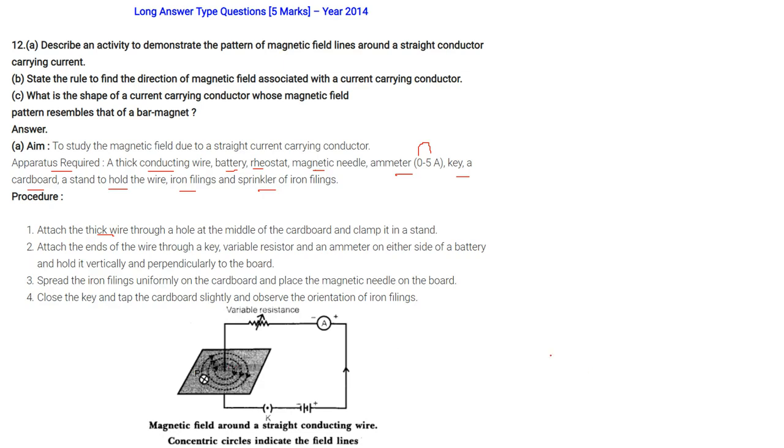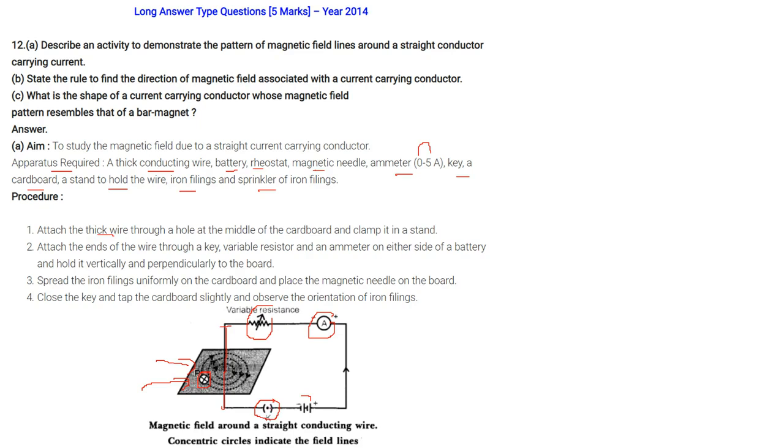So what we will do here is attach the thick wire through this hole. This is a cardboard and this is the wire. We will attach a thick wire through the hole at the middle of the cardboard and clamp it on the stand. Attach the ends of the wire through a key. So this is a key, these are the ends. A variable resistor, that is the rheostat, and an ammeter on either side of the battery, and hold it vertically and perpendicular to the board. Now we can spread the iron fillings on the cardboard and place the magnetic needle on the board.